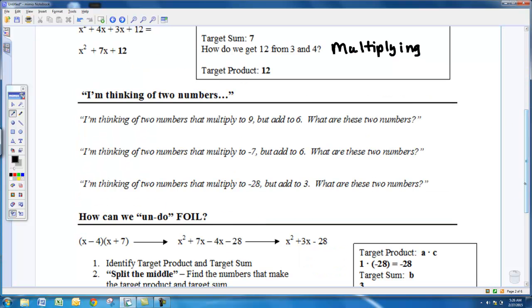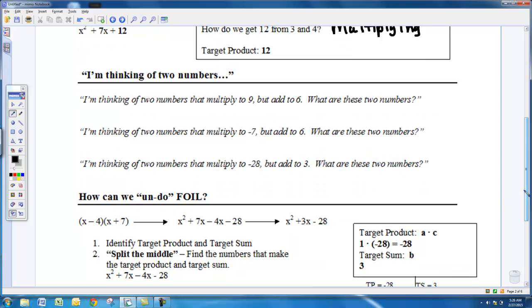Now let's do some practice here, because what we want to do is easily find two numbers that multiply to make one number but add to make another number, and they have to be the same numbers. So two numbers that multiply to 9 but add to 6. So that would be 3 and 3.